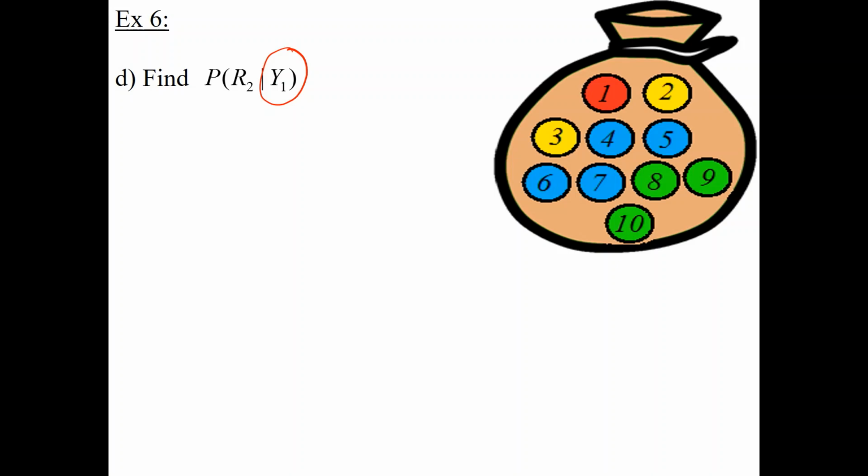So the first thing you do is you figure out what your new sample space is going to look like. If the first one has been drawn and it's yellow and it's out of the bag and it's staying out, then I'm just going to go take a yellow one and cross it out of the bag and see what's left in the bag.